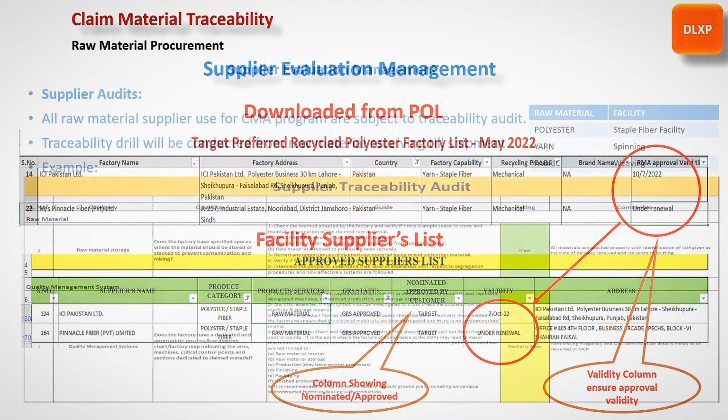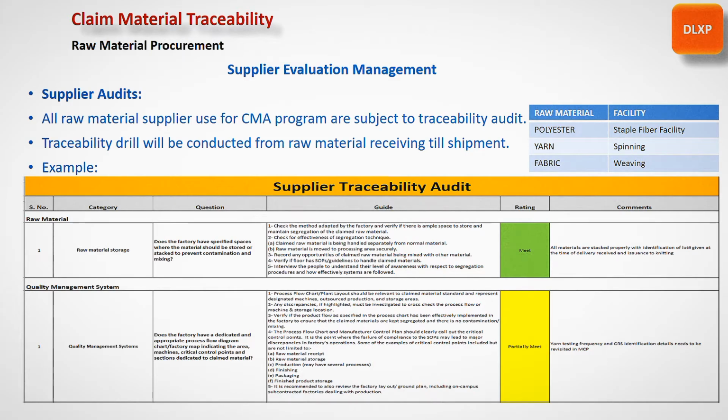Here is how you can make a supplier audit checklist, where all the traceability requirements are met. Here is an example of some points where you can see that all raw material supply used in the program is subject to traceability audit. The traceability audit will be conducted from raw material received until shipment. Here is an example of raw material storage, how the raw materials are stored. For instance, if you are talking about fiber, you can conduct the audit of your fiber suppliers. For instance, in case of raw GRS fiber, an example is Panicle Fiber. Definitely we have conducted the audit of Panicle Fiber.